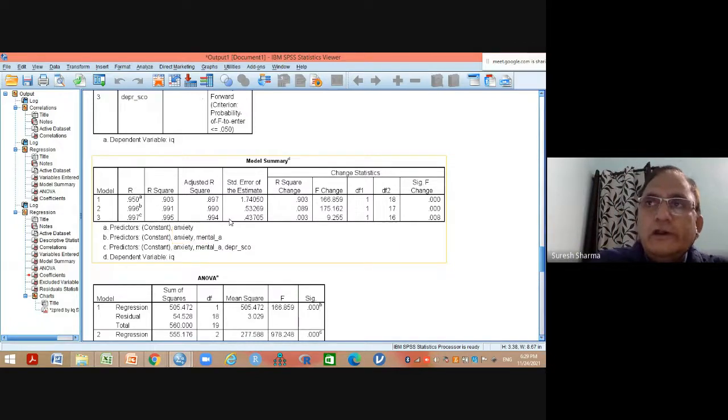It should have only up to 0.1. If it is 0.9, it should be 0.8. That is allowable. But not a difference of 0.3, 0.2, 0.4. That is not allowable. What does this mean? So there should not be much difference between R square and adjusted R square.